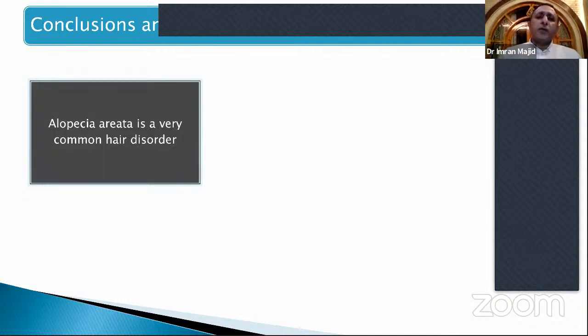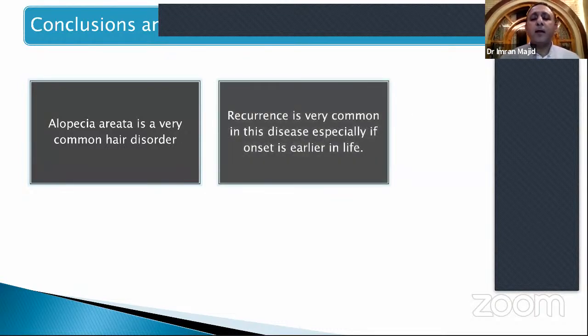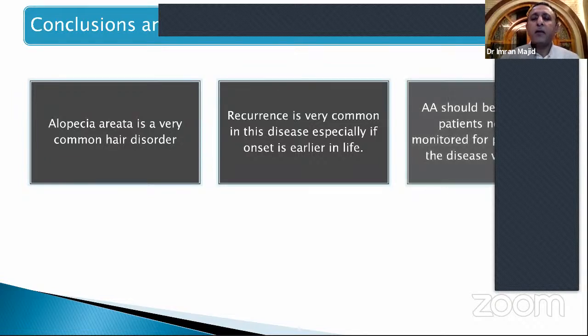So the conclusions and take-home messages from this presentation and this lecture are that alopecia areata is a very common hair disorder. As I stressed many times in my presentation, recurrence is very common in this disease, especially if onset is earlier in life. Alopecia areata should be treated early, and each patient should be monitored for disease progression.